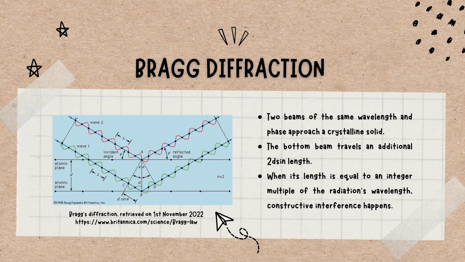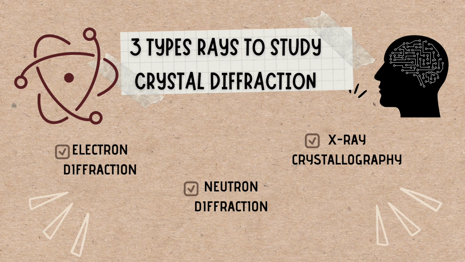Bragg's diffraction: when two beams of the same wavelength and phase approach a crystalline solid, two distinct atoms within it disperse the two beams. The bottom beam travels an additional 2d in length. When its length is equal to an integer multiple of the radiation's wavelength, constructive interference happens. Our focus of study in crystal diffraction is three: electron diffraction, neutron diffraction, and lastly, X-ray crystallography.